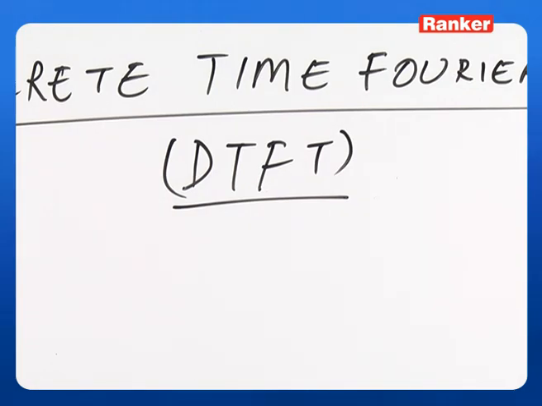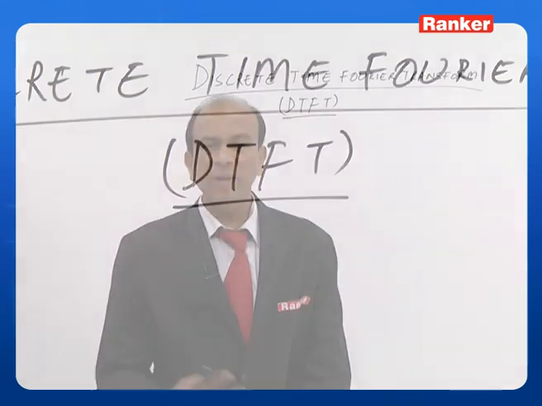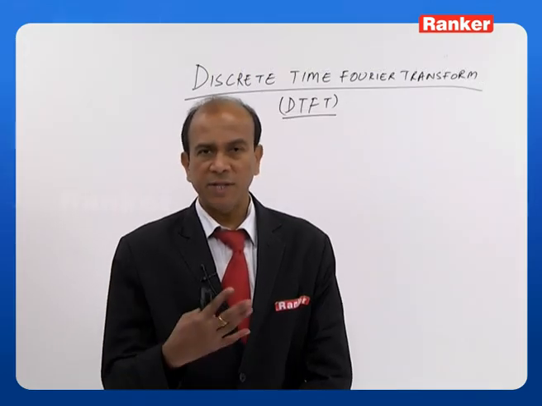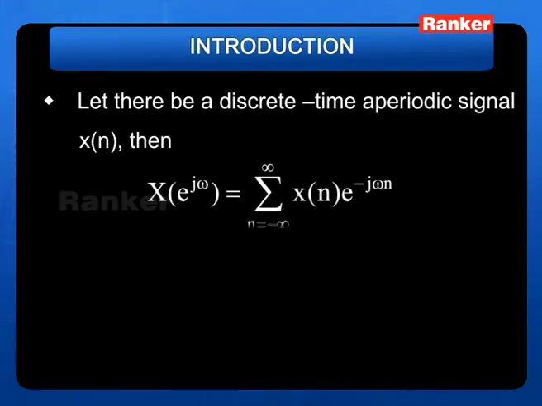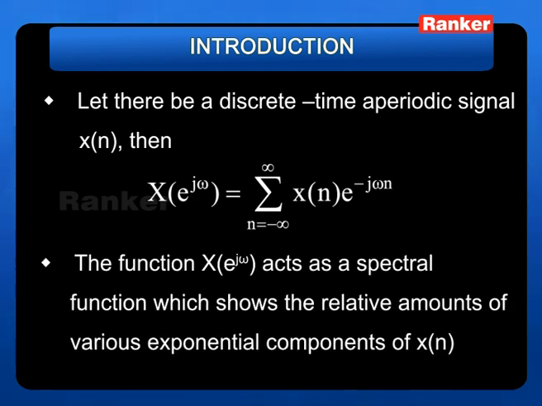Let us take a discrete signal x of n. Then what will be the discrete time Fourier transform? How does it look like? That is what is going to be our discussion now. Let there be a discrete time aperiodic signal x of n, then X of e to the power of j omega is given by summation n equal to minus infinity to plus infinity x of n e to the power of minus j omega n. Here the function X of e to the power of j omega acts as a spectral function which shows the relative amounts of various exponential components of x of n.